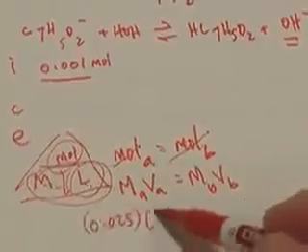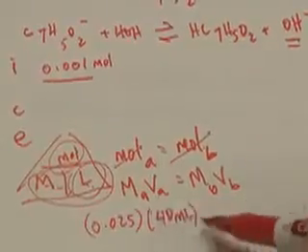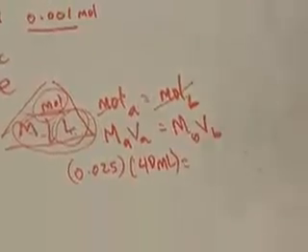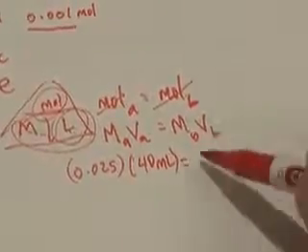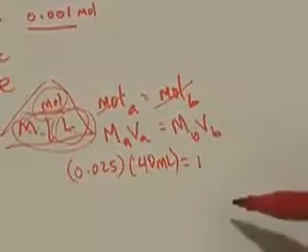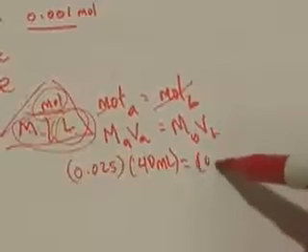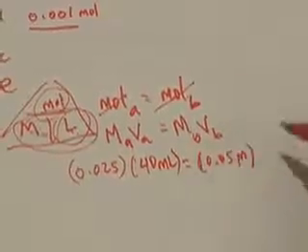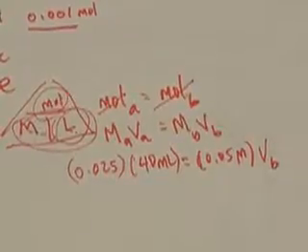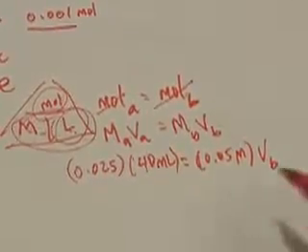And I know that the volume of acid that I used was 40 milliliters. And I can keep it in milliliters in this equation because the volumes are eventually going to cancel out when I divide both sides by it. Now, I know that the molarity of my base is 0.05 molar. And I know that the volume of my base is totally unknown. And that is what I want to find out.